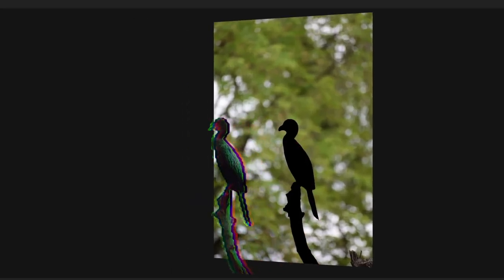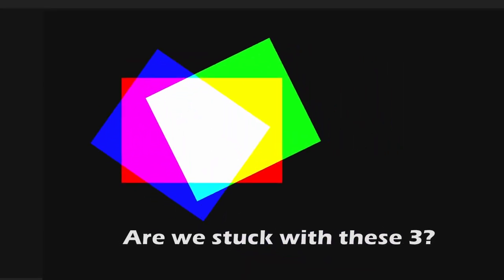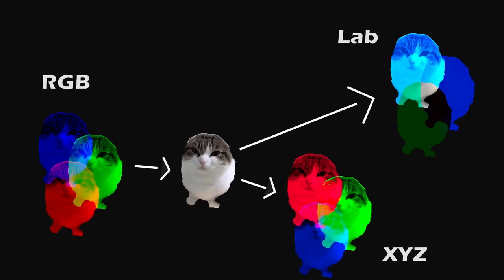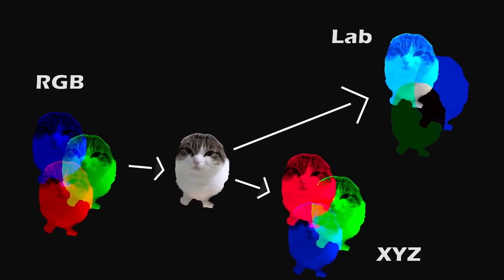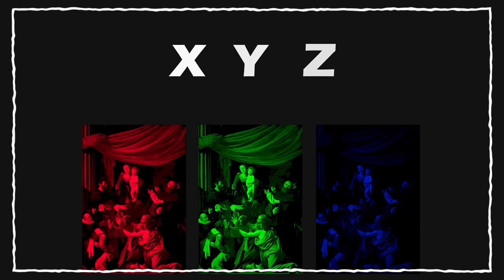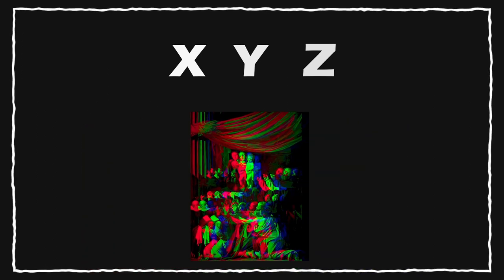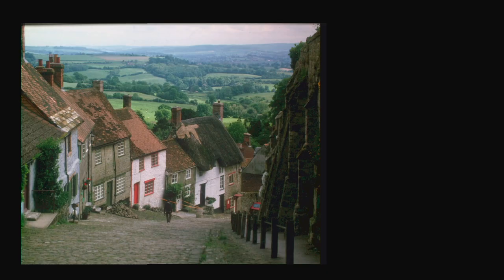If we want aberration, are we stuck with red, green, and blue? What if we converted color space to split the different channels? Let's try XYZ. I think these channels are chosen for math reasons, and there will be no math today. Here's some shifting. X, Y, Z.